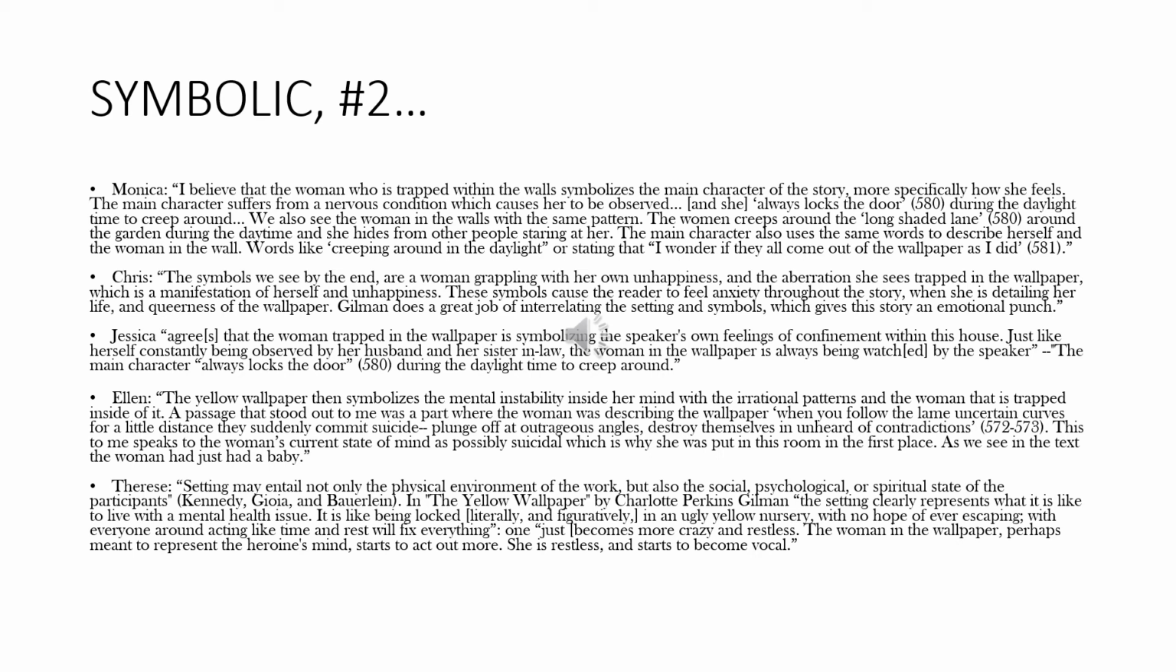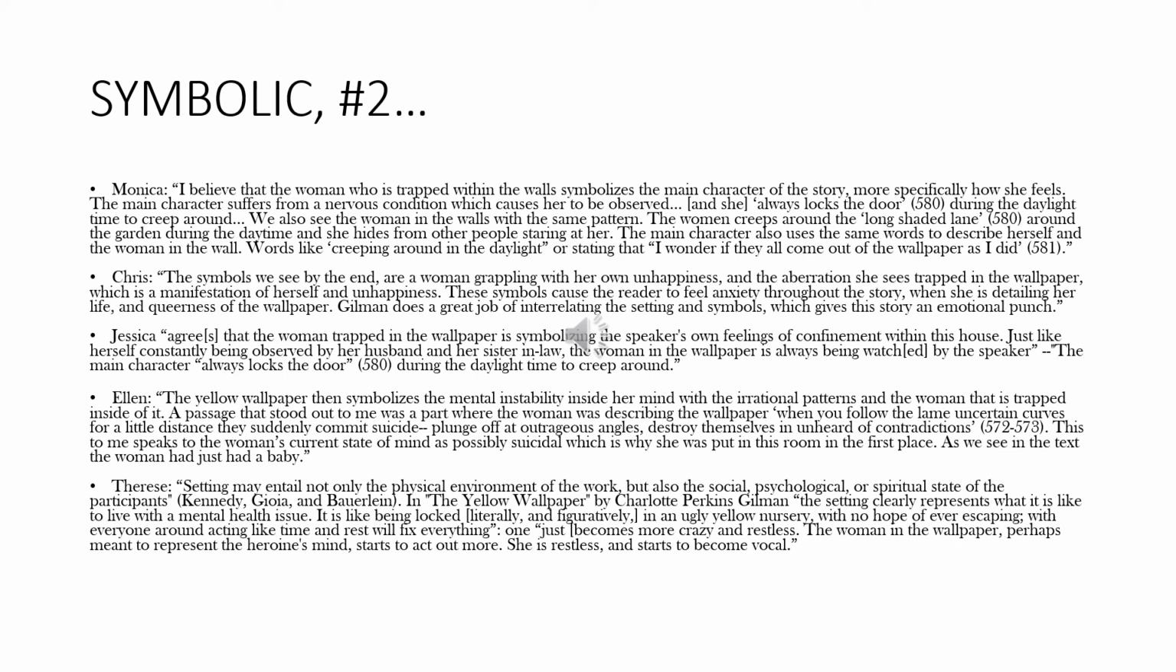When you follow the lame on certain curves for a little distance, they suddenly commit suicide, plunge off at outrageous angles, destroy themselves in unheard of contradictions. It's like a premonition, as I think Ellen is suggesting, of a possibly suicidal state. And the woman seems to be reading the kind of space occupied by the lame on certain curves, which are negotiated by the woman who's stuck in the wallpaper, and which confront her as a kind of challenge. She, in a sense, anticipates one possible outcome, right? It's funny, it's complex and interesting.